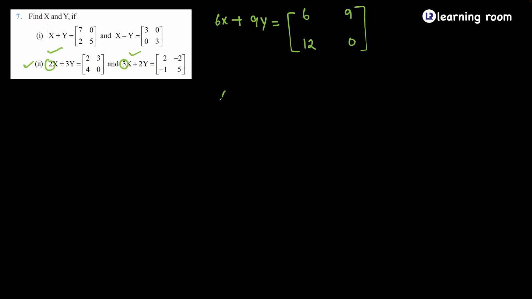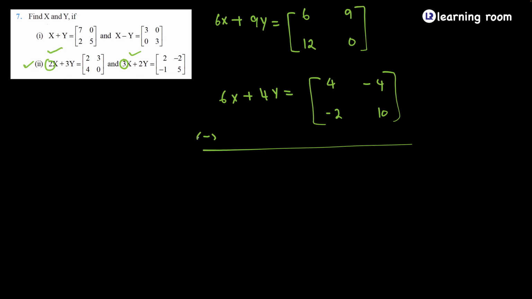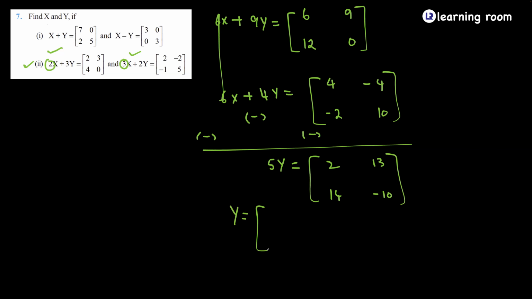Here, if you multiply with 2, you will get 6x plus 4y is equal to, you multiply with 2, so 4 minus 4 minus 2, 10. So we can subtract these two. When you subtract these two, 6x gets eliminated. This will also be minus. Here also you will do subtraction. 9y minus 4y is 5y is equal to 6 minus 4, 2, 9 minus of minus 4, 13, 12 minus of minus 2, 14, 0 minus 10, minus 10. So y will be equal to 2 by 5, 13 by 5, 14 by 5, minus 2. Is the point clear? Okay.